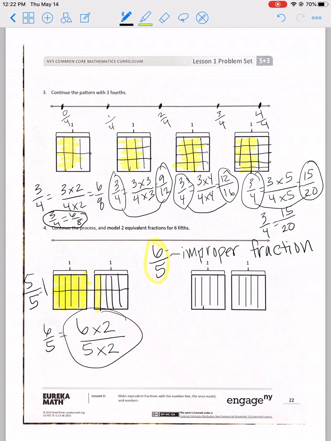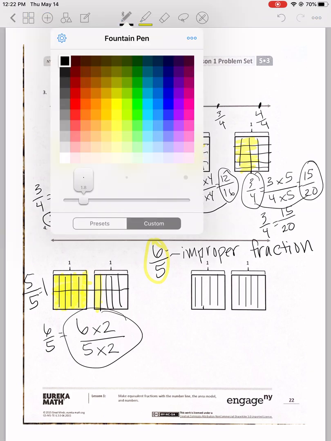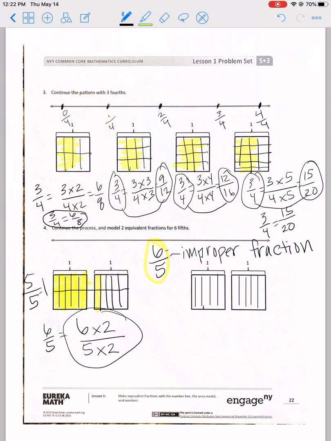All right. 6 times 2 equals 12. Sorry, guys, my pen's not working. And 5 times 2 is 10. So 6/5 is equal to 12/10.